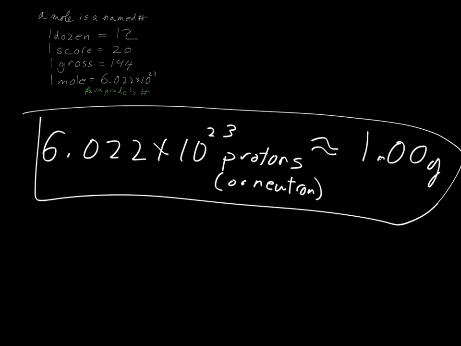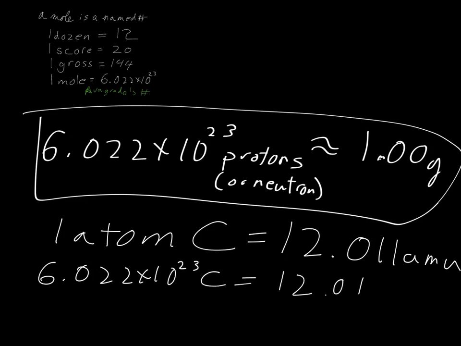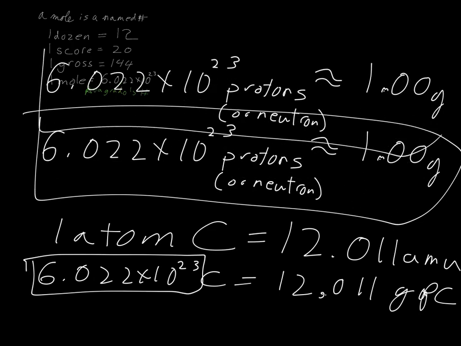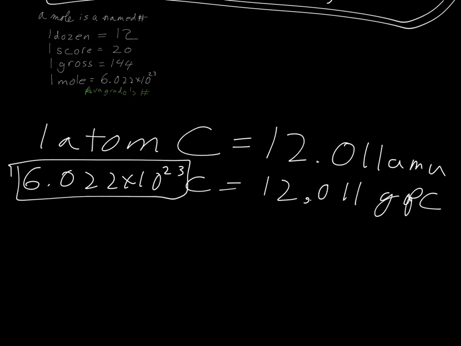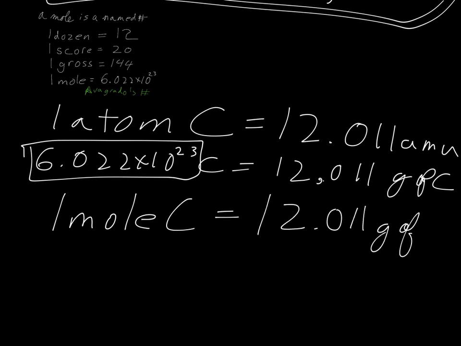Here's what the magic of the mole does. If I have 1 atom of carbon, I have to go to the periodic chart and say that its mass is 12.011 AMU. But if I have 6.022 × 10²³ carbon atoms, then I can say that I have 12.011 grams of carbon. And since we give this 6.022 × 10²³ a name, and we name it the mole, then I can go to my periodic table and say, if I have 1 mole of carbon, then I have 12.011 grams of carbon.